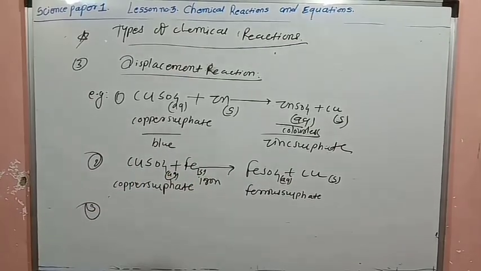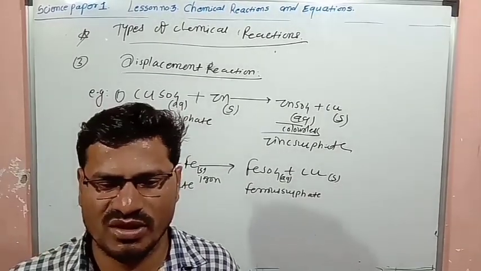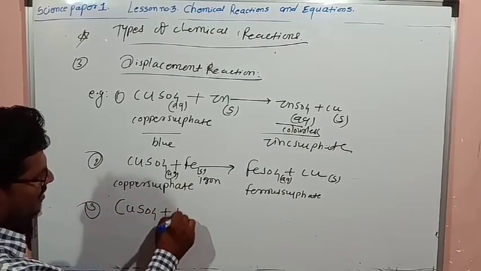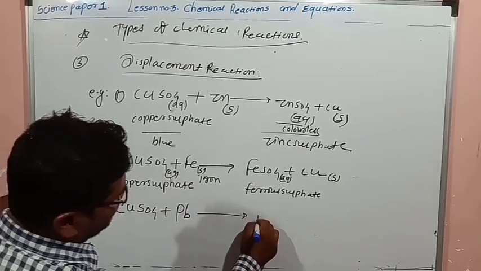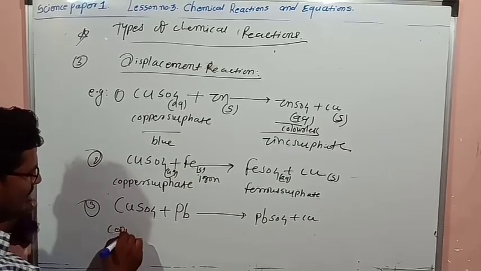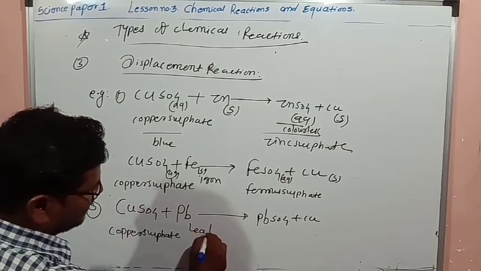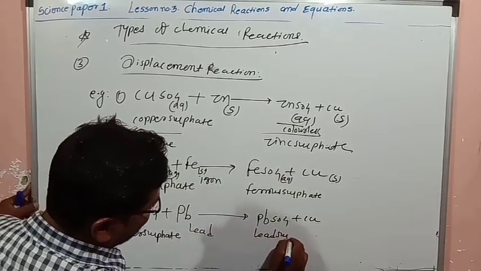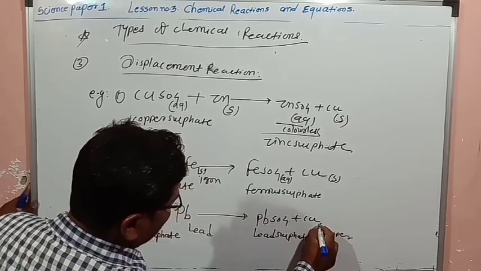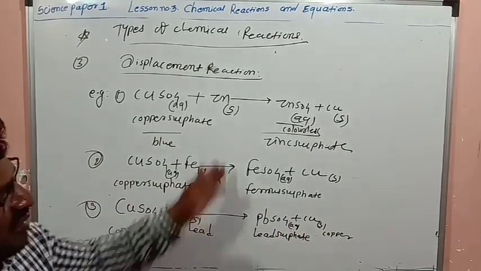Another third example you can take: copper sulfate plus Pb. Pb means lead. CuSO4 plus Pb will give PbSO4 plus Cu. This one is copper sulfate, this one is lead, this one is lead sulfate, and this one is copper. Solid, aqueous, solid, aqueous.